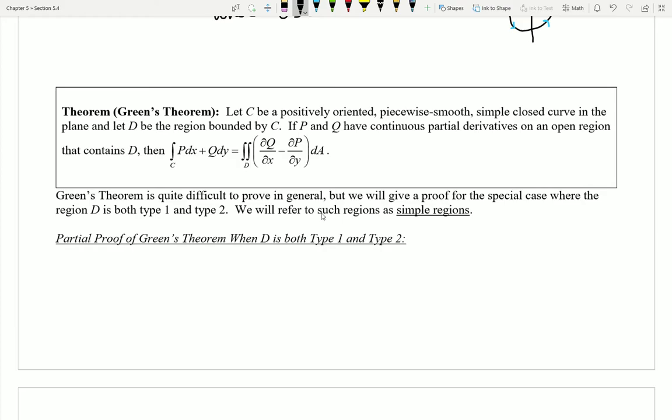In this video, we're going to start to take a look at Green's theorem specifically and understand what Green's theorem actually says and why we might be able to actually believe that it's a true statement. So we'll provide a partial proof of Green's theorem. So let's take a look first at what Green's theorem is all about.